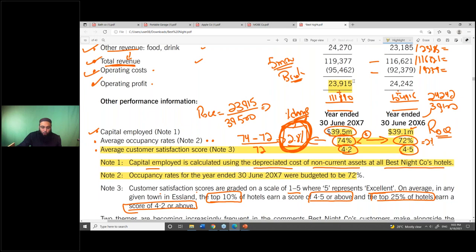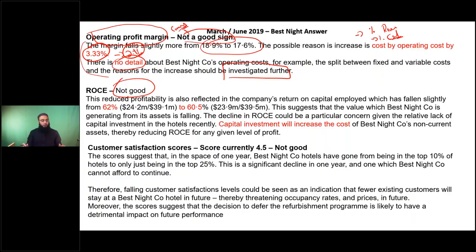And second, your operating profit has gone down. So there are two things to work out for ROCE. It's the numerator, which is the profit that has gone down, and it's the denominator, which is the investment that has gone up. The scenario also mentioned that. Indirectly, you can even figure that out. So you can see from 62 to 60.5, this suggests that the asset investment that you have done is one of the reasons, as you just saw here. Plus, your profits have gone down, reduced profitability. So one reason is the profitability, second is the investment.